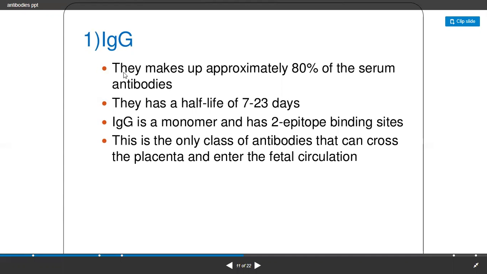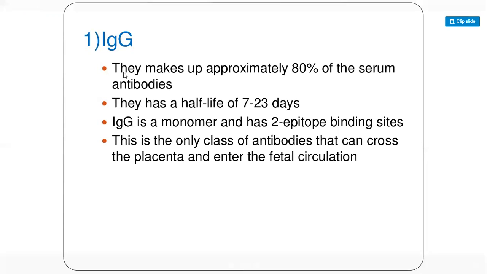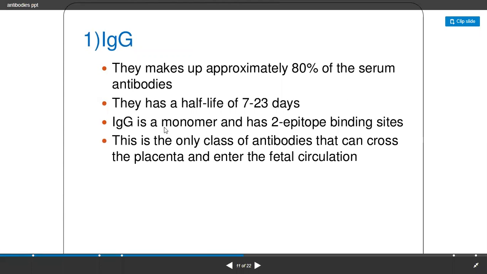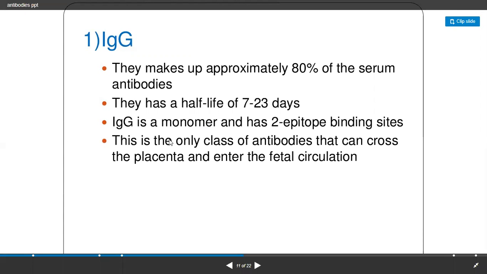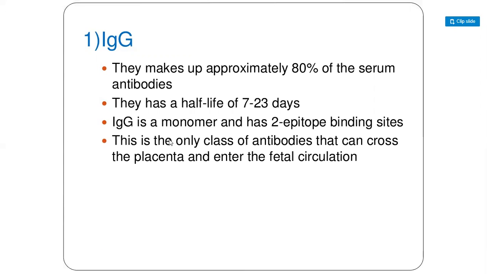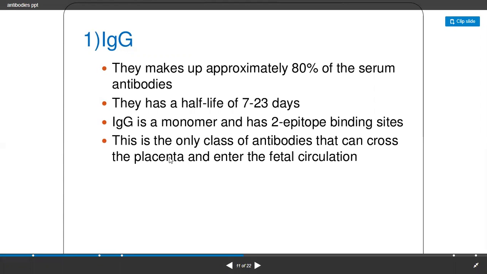IgG has the basic structure that we discussed in the previous video, which is a monomer structure. This is the only class of antibody that crosses the placenta, and the newborn baby will be protected by the IgG antibody. So that is a very important thing.